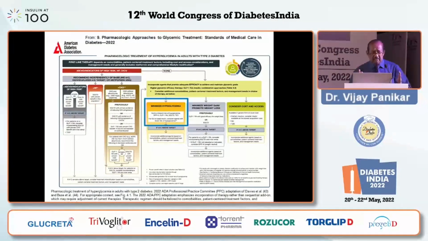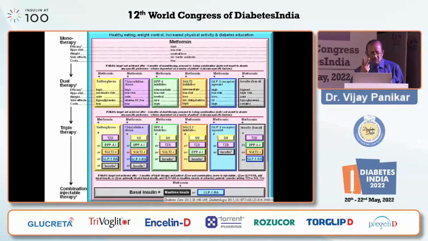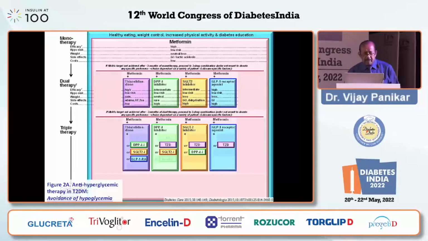The main stumbling block is hypoglycemia. So you should minimize the risk of hypoglycemia, and here there are only two molecules which will cause hypoglycemia: sulfonylurea and insulin. If you don't use them, then you are on very safe ground as far as hypoglycemia is concerned. There is no problem.